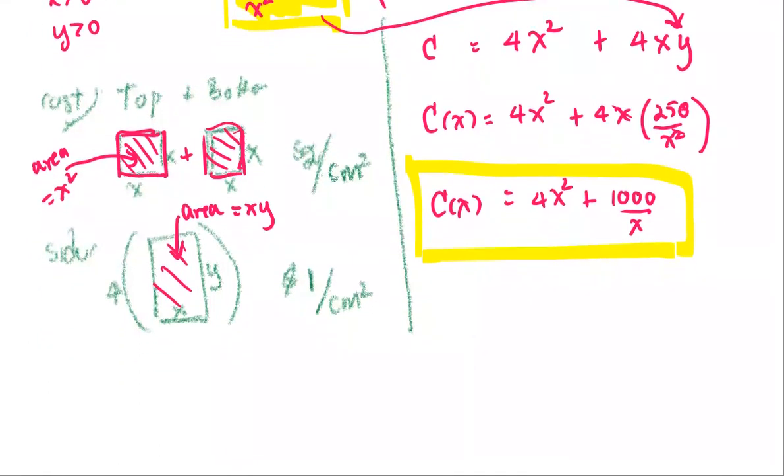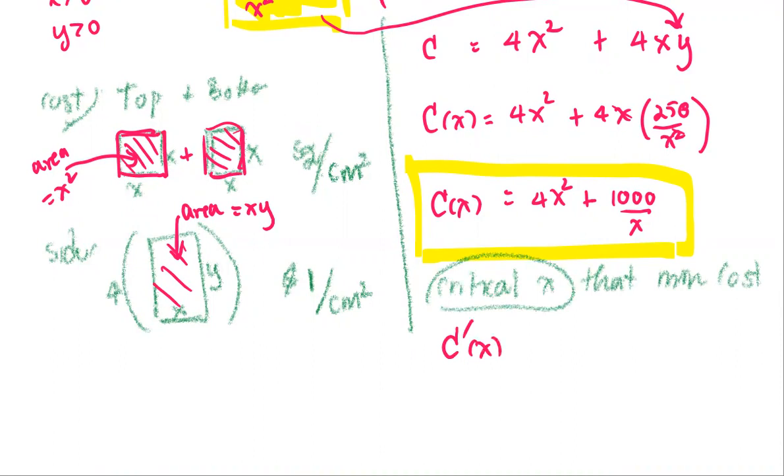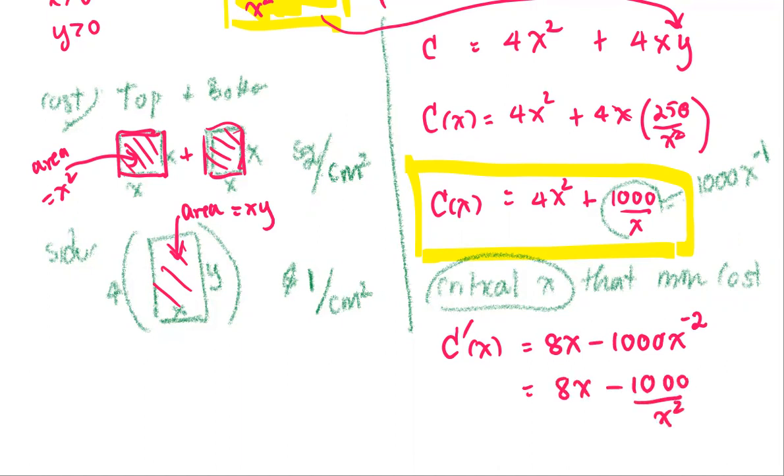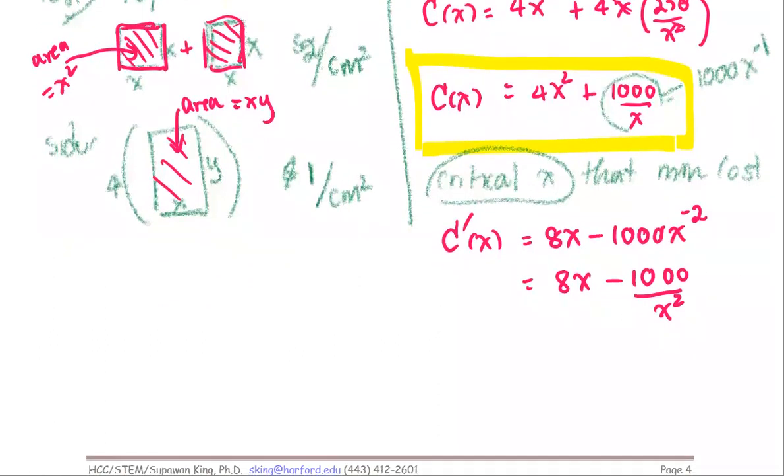Next, we're going to find the critical value, the critical x that minimizes the cost. To find the critical value, we're going to find the derivative of the cost function, or the C prime. Again, the C(x) is 4x squared, but the second term here, we just rewrite it as 1000 times x to the negative first. So when we find the derivative, it's going to be easier because we look at it as the power function. The derivative of the cost is 8x minus 1000 times x to the negative second, or write it as 8x minus 1000 divided by x squared, as we rewrite it as a reciprocal of the positive power.